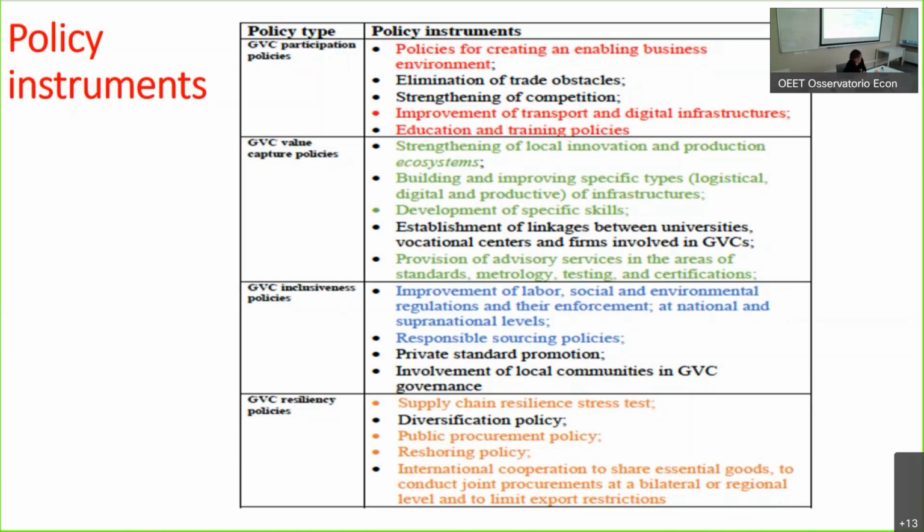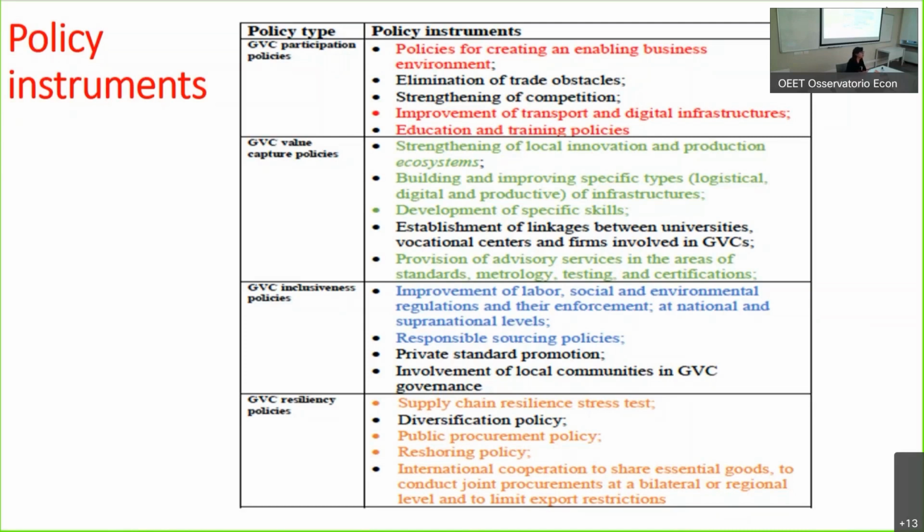I just would like to refer to one of the papers which is included in our collection about Malawi, which is quite interesting and addressing an issue which, as far as I know, is quite new in the GVC literature, and that is how the local community can be part of the GVC governance.